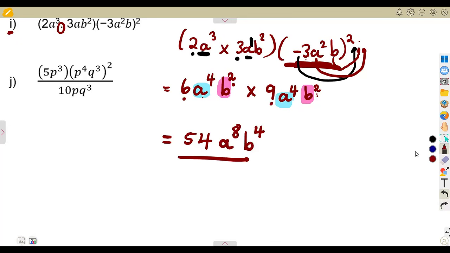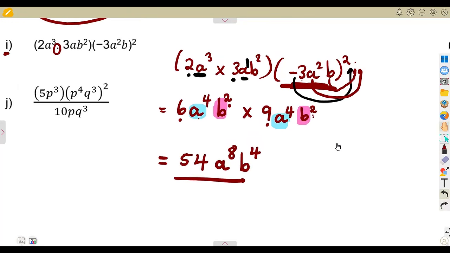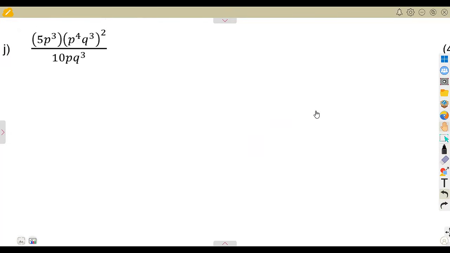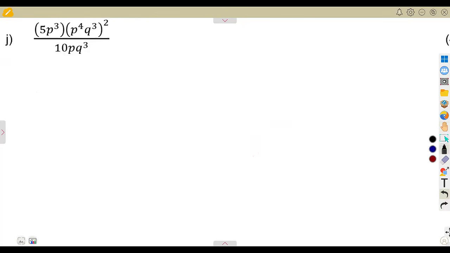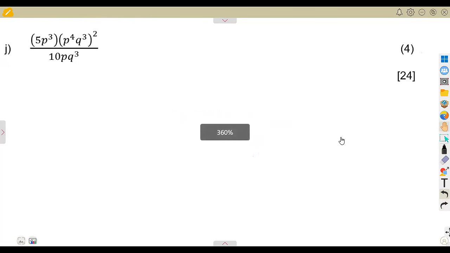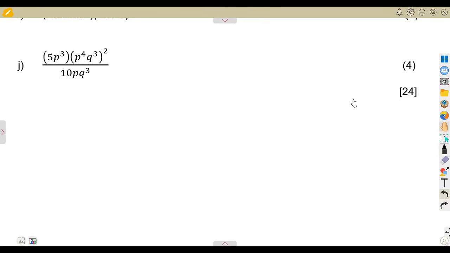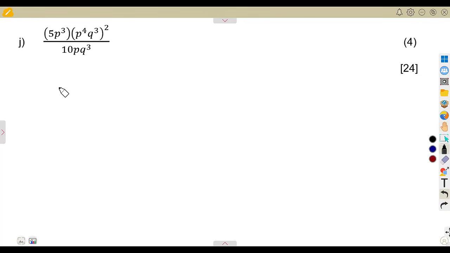So please do just work again, redo these questions to see if you are understanding and also in the right place. All right, then another part. So this was actually 4 marks, the previous question. Then this one, 4 marks again.